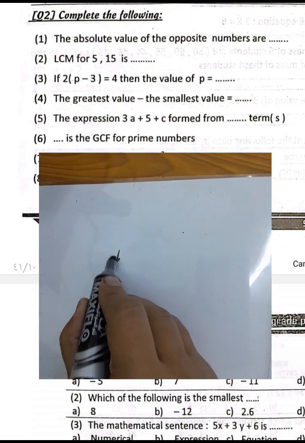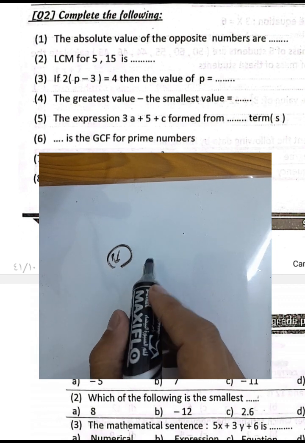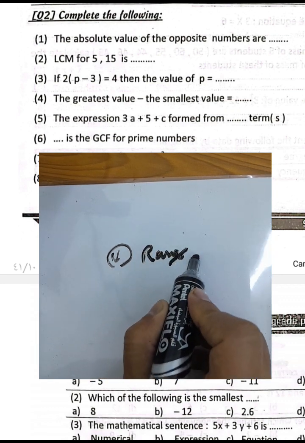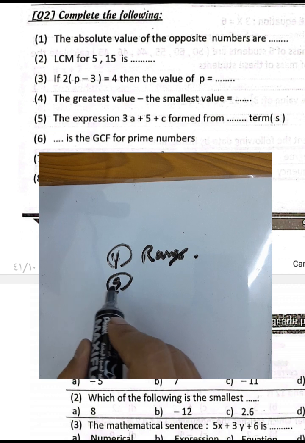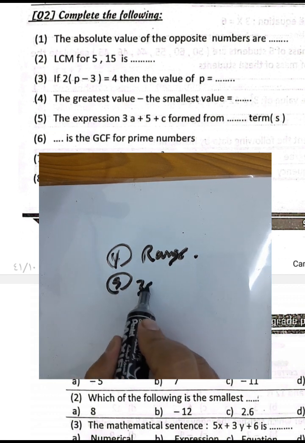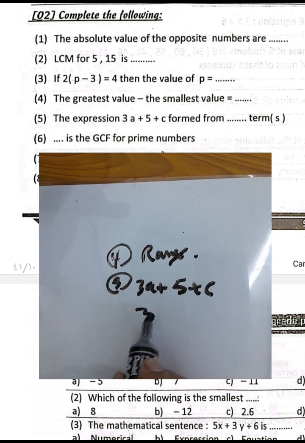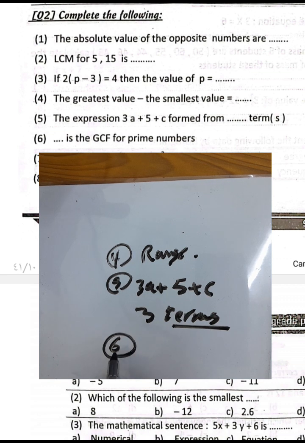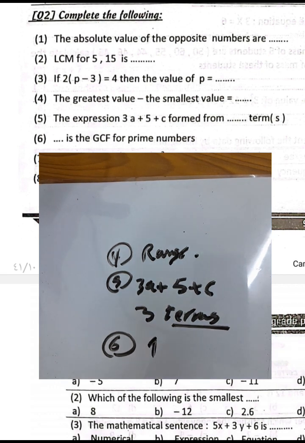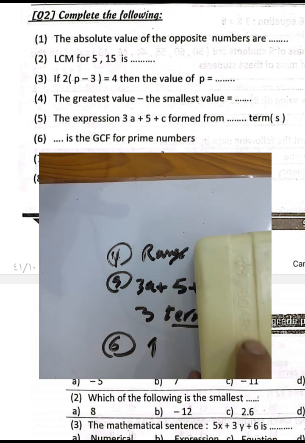Question number 4, the greatest value subtract the smallest value will be the range. Question number 5, the expression 3a plus 5 plus c is formed from 3 terms. We have here 3 terms. Okay, question 6, the greatest common factor of four prime numbers will be 1, because any prime number can be divided by 1 and itself only, then the common factor between them will be 1. The greatest common factor between them will be 1.